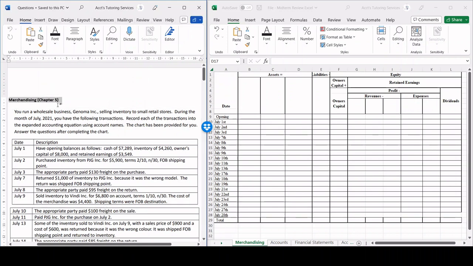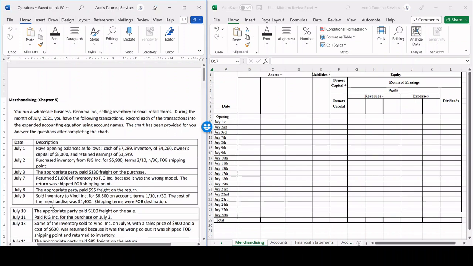The first question we're going to tackle is from chapter 5, merchandising. You run a wholesale business, selling inventory to small retail stores. During the month of July 2021, you have the following transactions. Record each of the transactions into the expanding accounting equation using account names. The chart has been provided for you. Answer the questions after completing the chart.